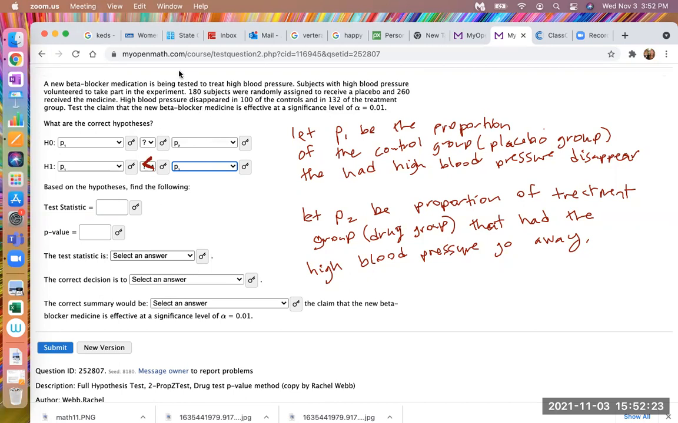So let's see how I'm going to put this answer in. If you look at where this arrow points, if you make this into an arrow, then it's pointing to the type of test that we're doing here. So it's pointing to the left. So this would be a left tail test.